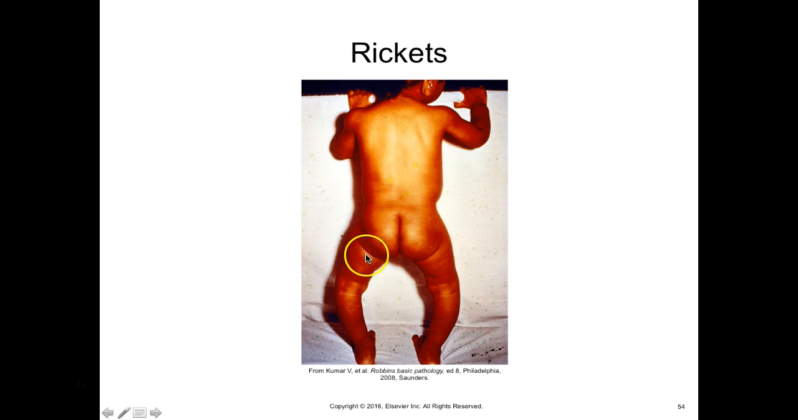So here you can see a baby with rickets. So the bones are soft. So when they bear weight, now the legs bow out.